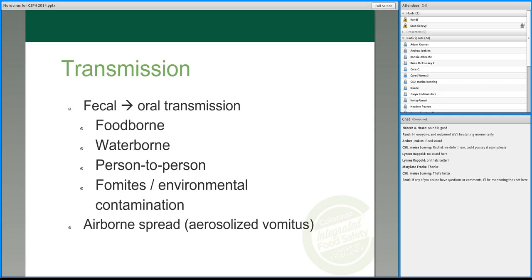Finally, norovirus can also be spread through the air. Now, it's not an airborne illness the way measles or chickenpox is. However, it's been documented that if an individual vomits, the virus can be aerosolized. And there was a dinner party outbreak that's been published where an individual had a public display of vomiting, as we call it, at the dinner party. And people around that individual became sick following that exposure.